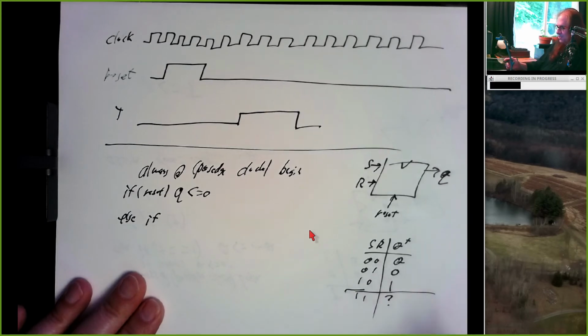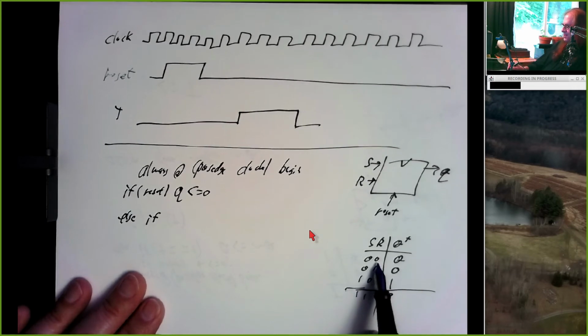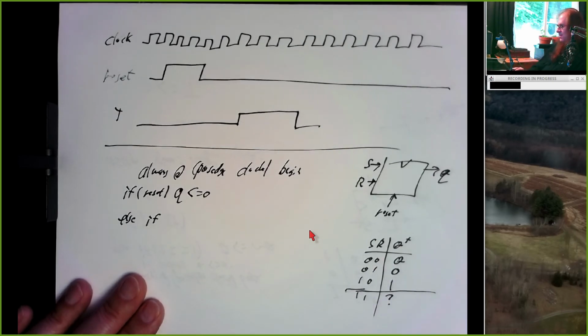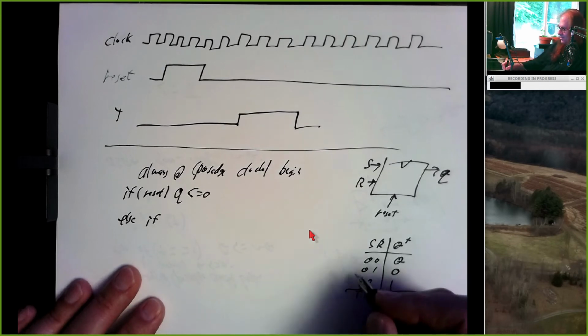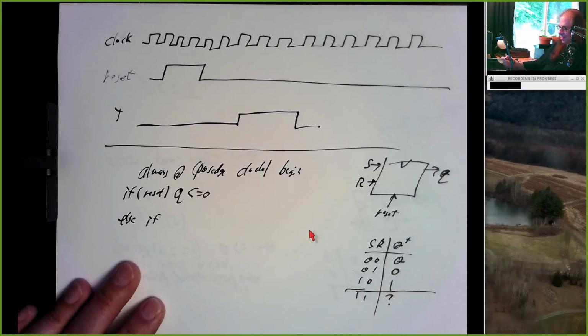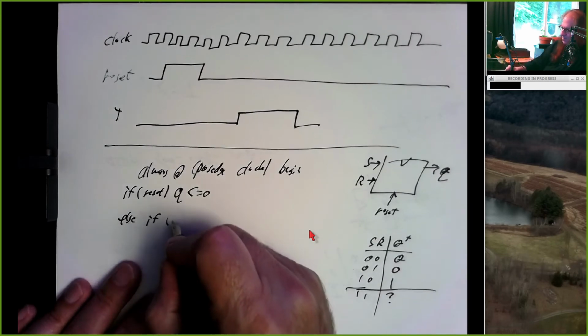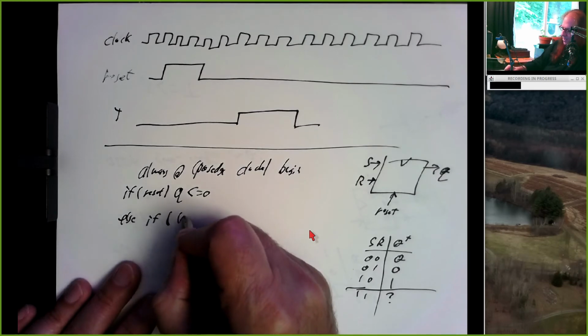How could we code this? Well, we don't need to do anything for S is 0 and R is 0, because the behavior there is don't change anything. So I don't need a statement for that. So I could code these up very explicitly, and I could say if not S.